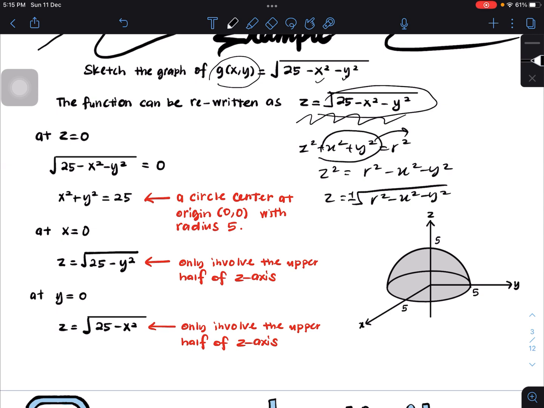So at x equal to 0, you will have the value of y and z equal to 5 also, because that is the radius of the sphere. When we talk about a sphere, the radius means every axis is the same. We just need to know that the location is on the z-axis above, because it's positive. So this one is the graph.